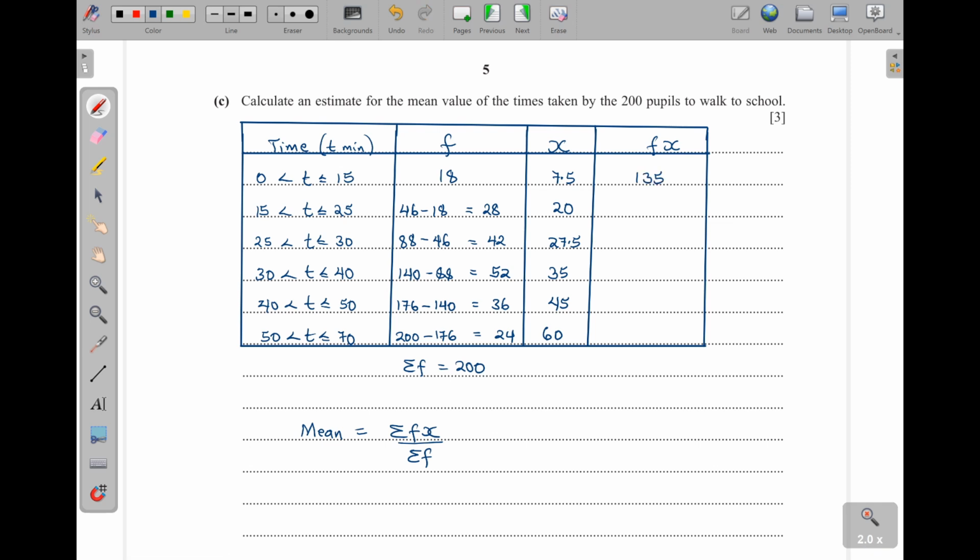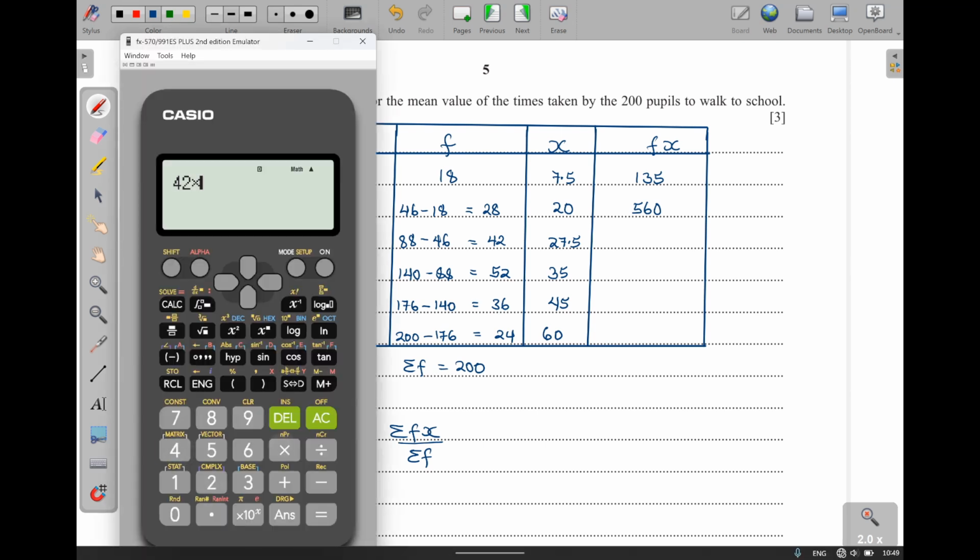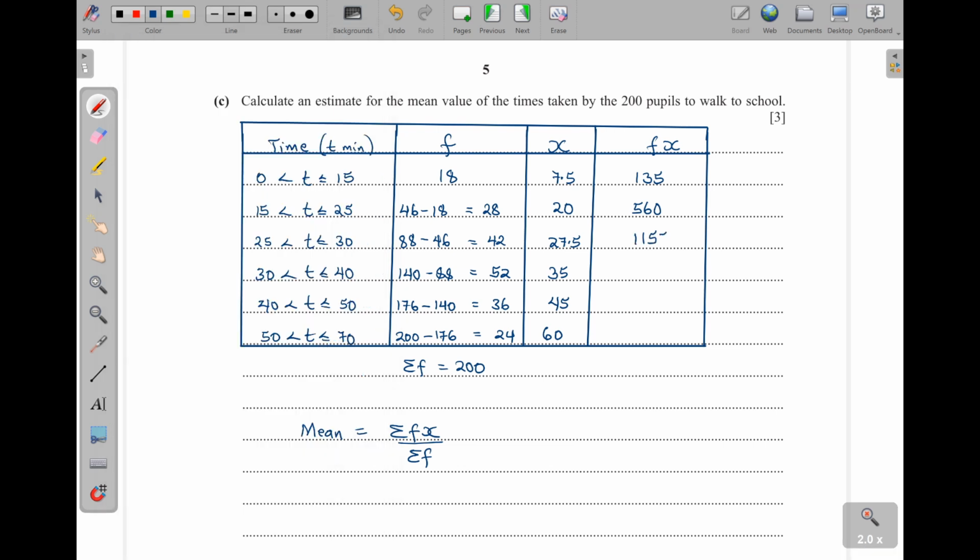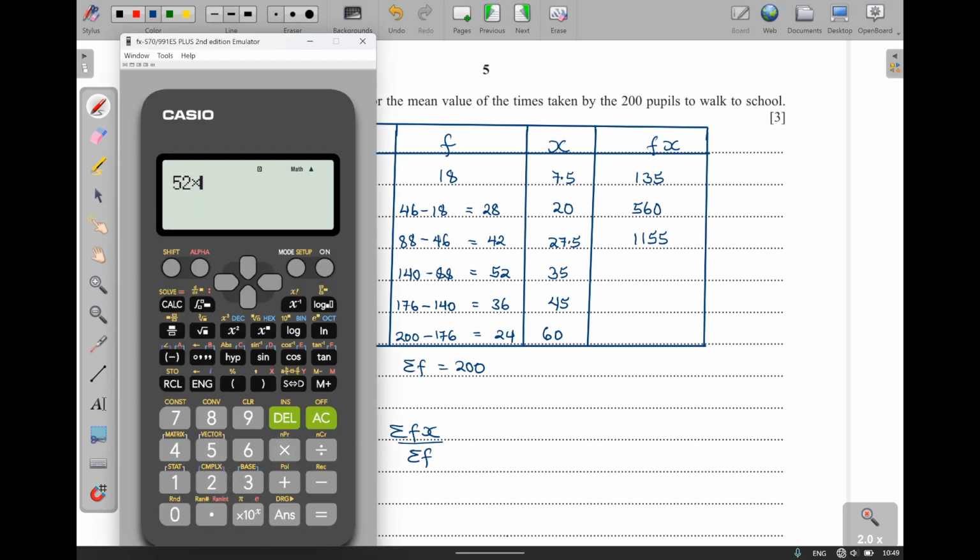135. Then 28 times 2, that is 56. Then I'll add on the 0 here. Then 42 times 27.5. This one gives us 1155. And then 52 times 35. That one is 1820.